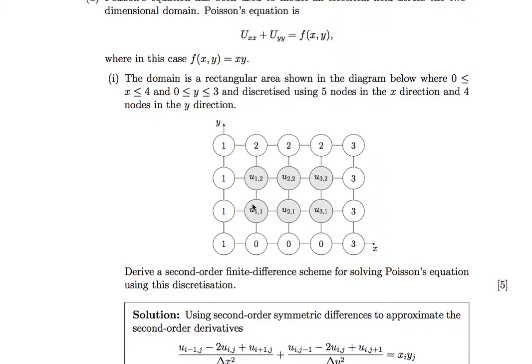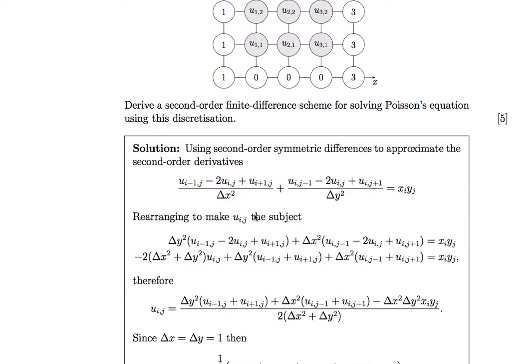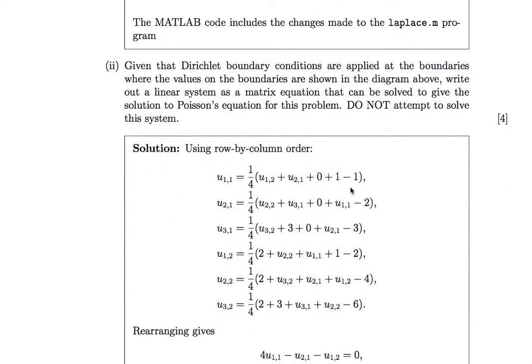Sorry, I'll say that again. It's a quarter multiplied by the node to the north, plus the node to the east, plus the node to the south, plus the node to the west. So it's U12 plus U21 plus 0 plus 1. And from that we subtract x times y. Now the x and y coordinate of this node are both 1, so that's going to be subtracting a 1, which gives us this term here.